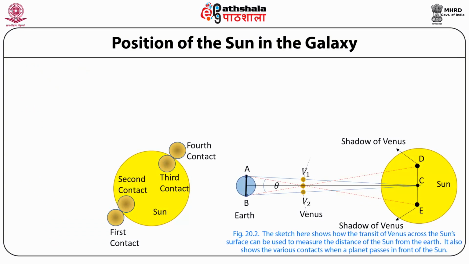The given figure shows how the transit of Venus across the Sun's surface can be used to measure the distance of the Sun from the Earth.